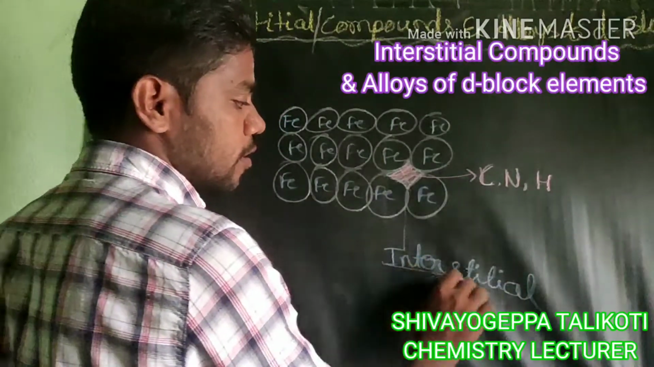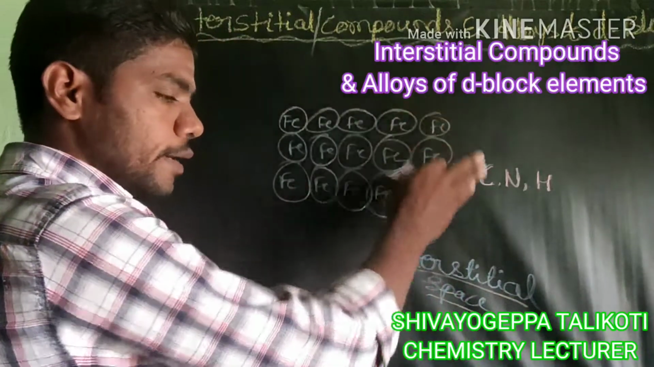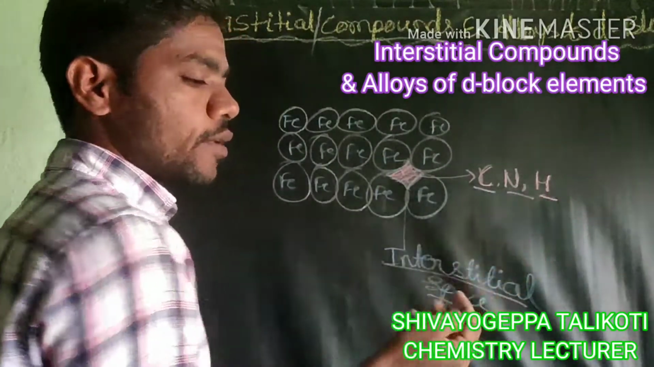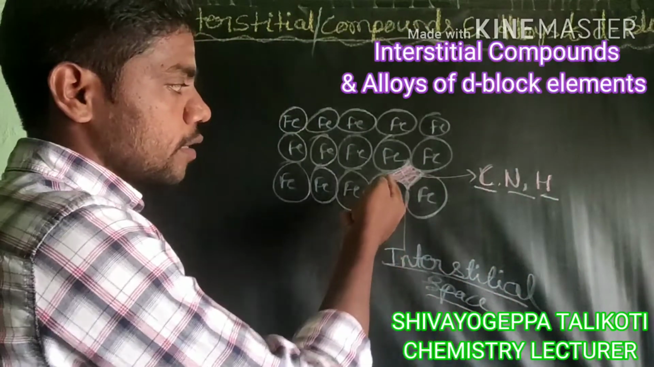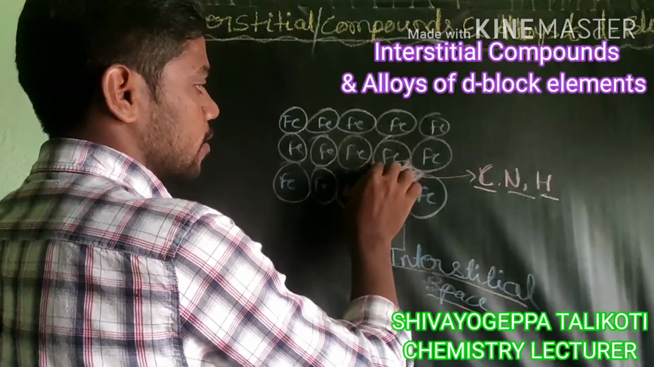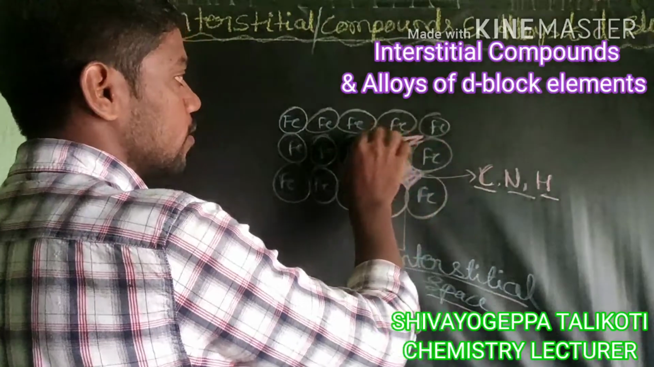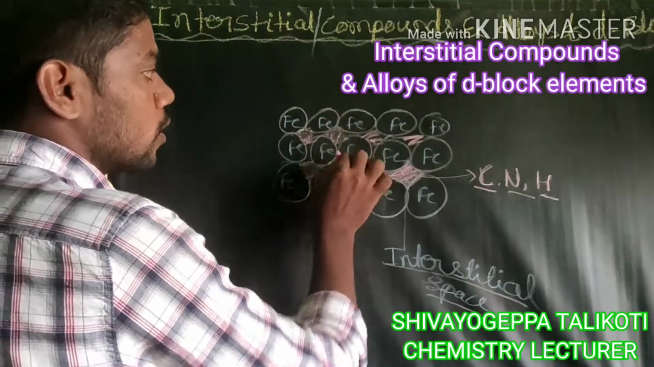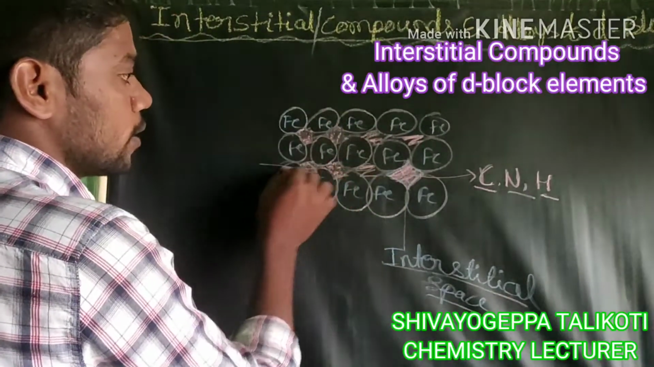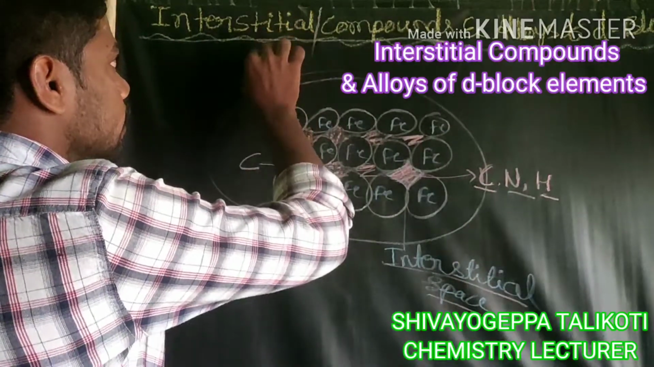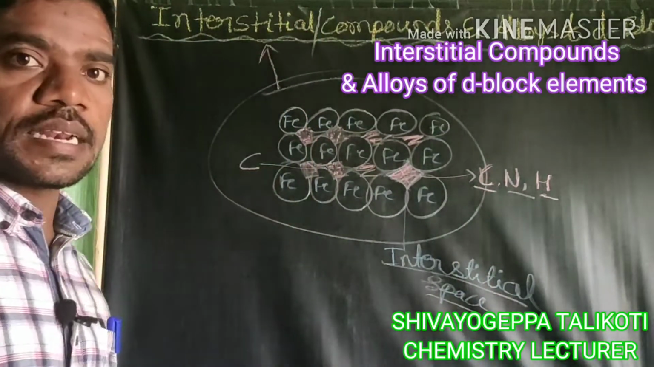The interstitial space of the D block elements is occupied by very small atoms. This space is occupied, this space also, this space, this space, and this space. Totally, all the spaces are occupied by carbon. This type of compound is collectively called an interstitial compound.